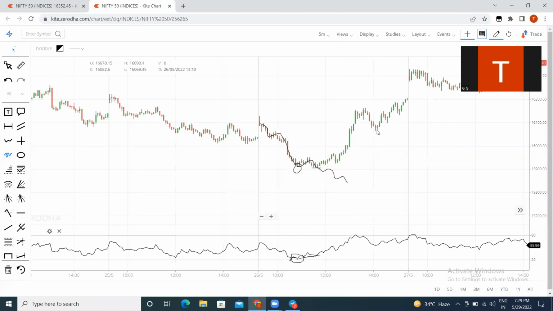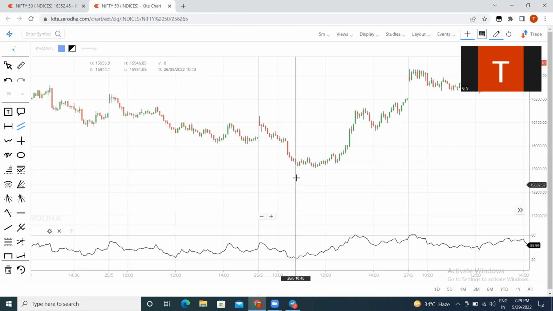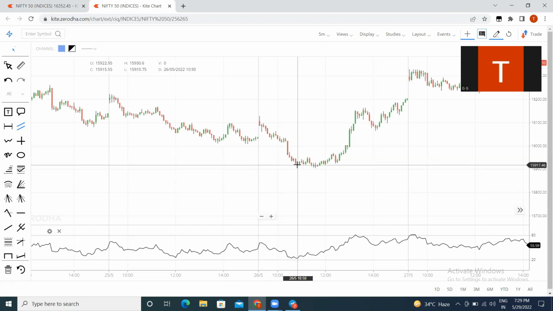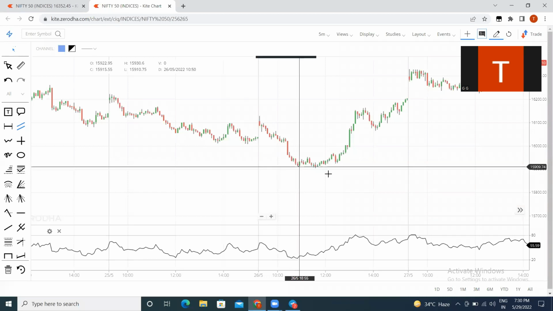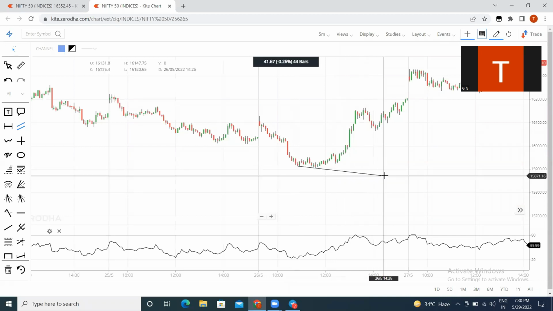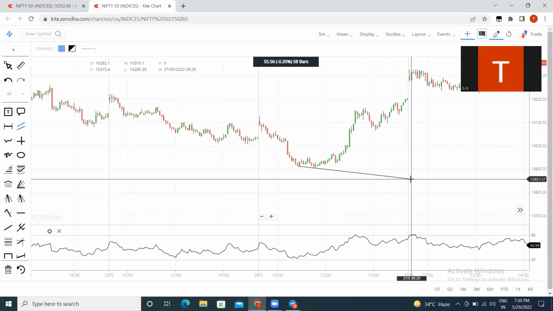So how do I mark that level? The lowest point on RSI was made when the market was here, and when this bottom was made, the RSI was high. What I do at this stage is draw a slight trend line joining these two, and then I extend it till 3:15. So if you see, I will extend it till 3:15.